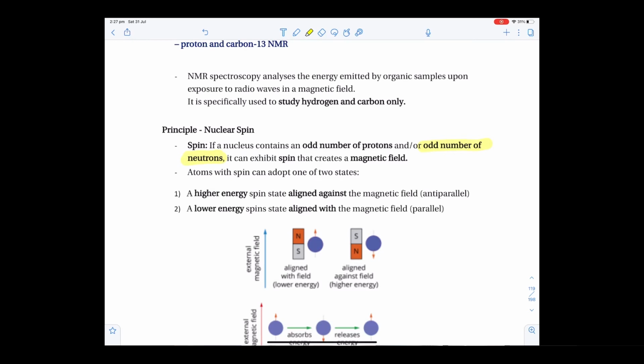So, only hydrogen can. And if we want to study carbon, we'll have to study an isotope of carbon, which is carbon 13. That's why you might see carbon 13 NMR sometimes written in exam questions. That's because carbon 13 has an odd number of protons and neutrons, and thus will exhibit the property of spin.